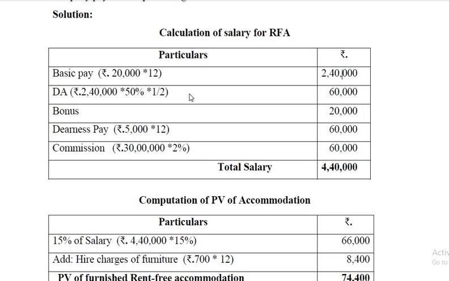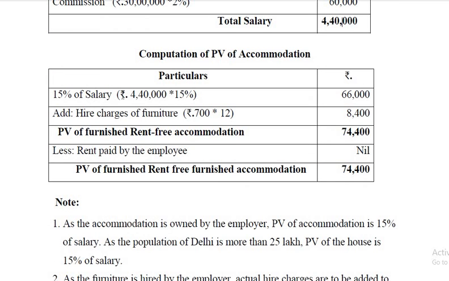Bonus 1 month's basic, so 20,000. DRNS pay 5,000 per month. It enters into retirement benefits, so into 12, 60,000. Commission 2% of 30 lakh, so 60,000, so 4 lakh 40,000. Perquisite value of accommodation is, since it is owned, population should be considered. Population is not given, but the city is Delhi. Population is more than 25 lakh. If it is more than 25 lakh, perquisite value is 15% of salary. Salary being 4,40,000, of that 15%, 66,000.